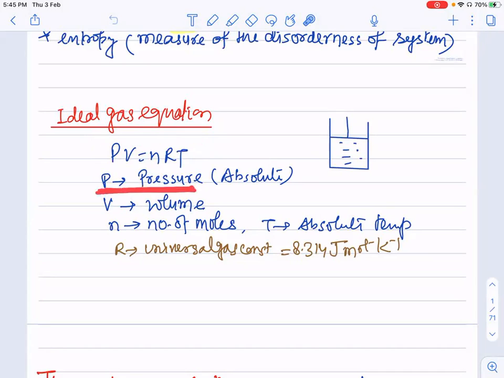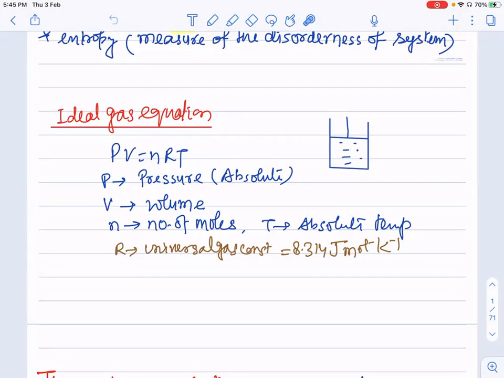Which pressure do we talk about? We learned two pressures in fluids. One was the absolute pressure. What was the other pressure? Which was the other one? Gauge pressure it was, right? Gauge pressure. So gauge pressure is the pressure above the atmospheric pressure, and absolute pressure is the total pressure, including atmospheric pressure. So here it is the total pressure we talk about, which will be absolute pressure.